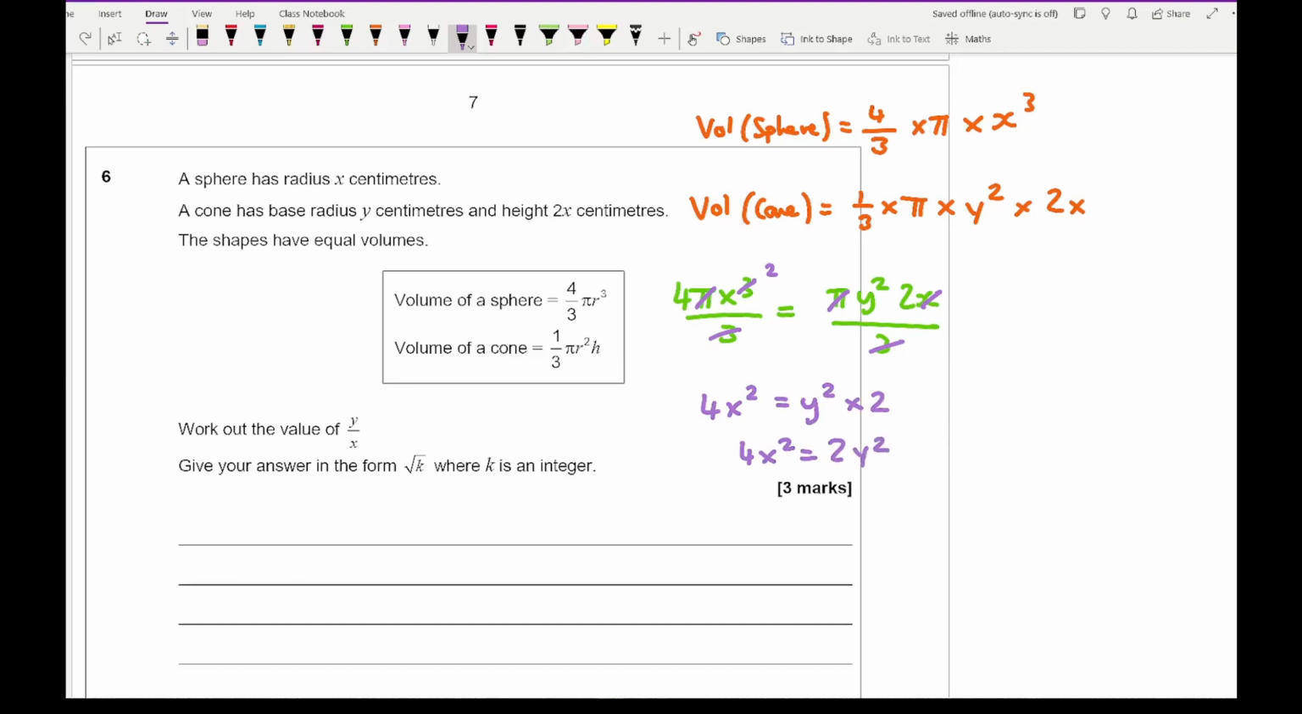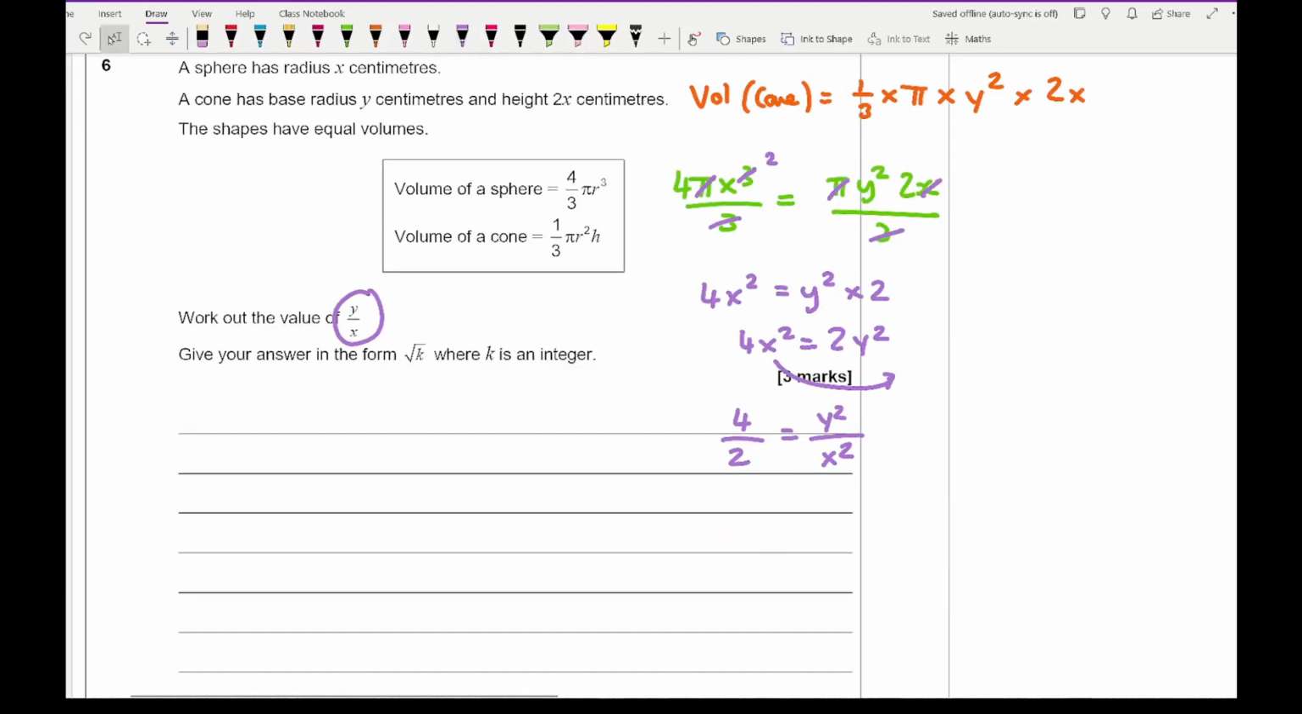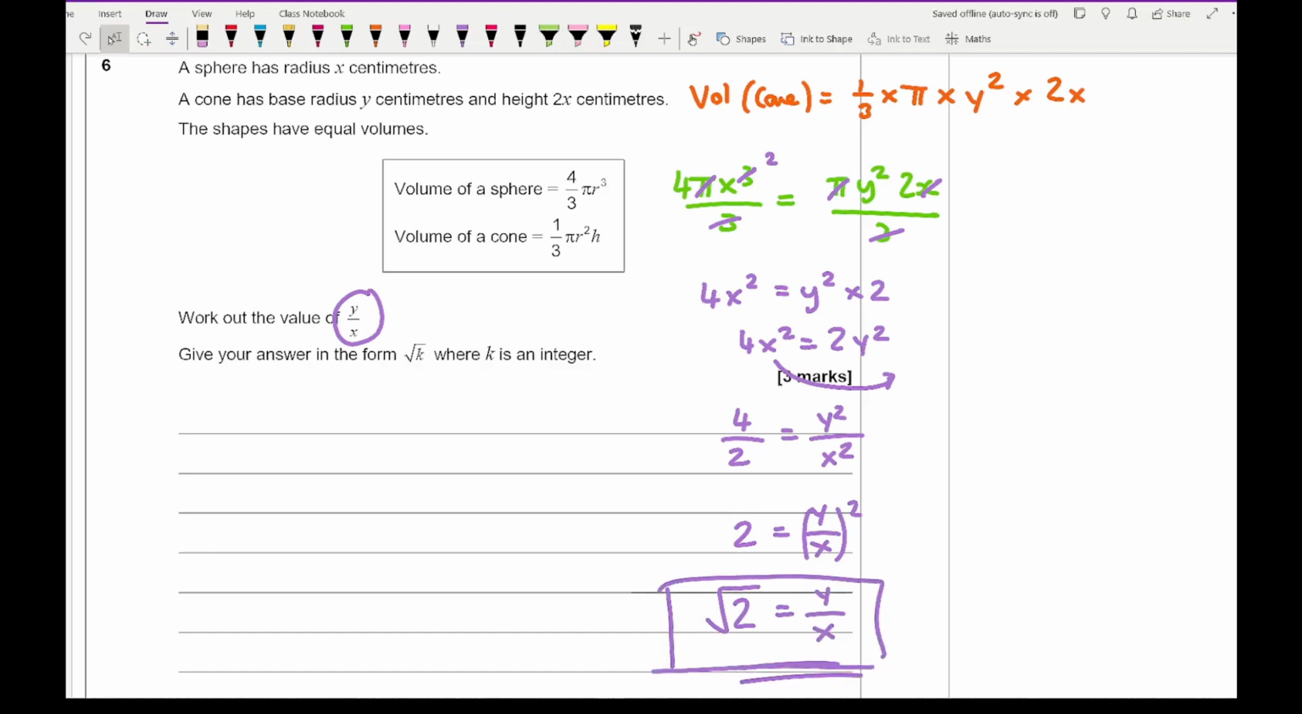So then if I start looking at y over x, I take the x squared over to this side and the 2 over to the other side, and I end up with 4 over 2 equals y squared over x squared. 4 over 2 is 2, so that's going to be 2 equals y squared over x squared. So then all that's left is to square root both sides. So y over x equals root 2.